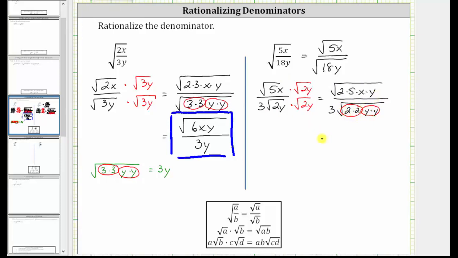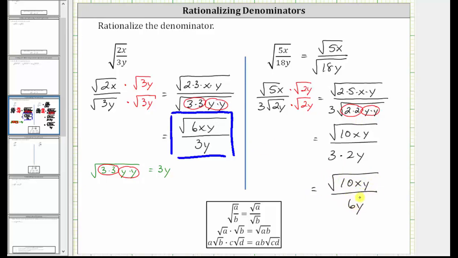So simplifying, we can see nothing simplifies in the numerator. The numerator is the square root of 10xy. In the denominator, we have 3 times the square root of 2 times 2, or 2 squared is 2, and the square root of y times y or y squared is equal to y, and 3 times 2y is 6y. The final simplified expression is the square root of 10xy divided by 6y. Again, this is simplified, or we can say the denominator is now rationalized.